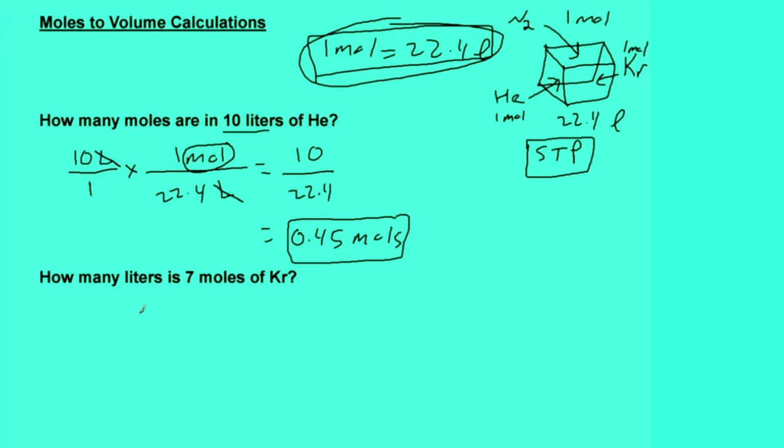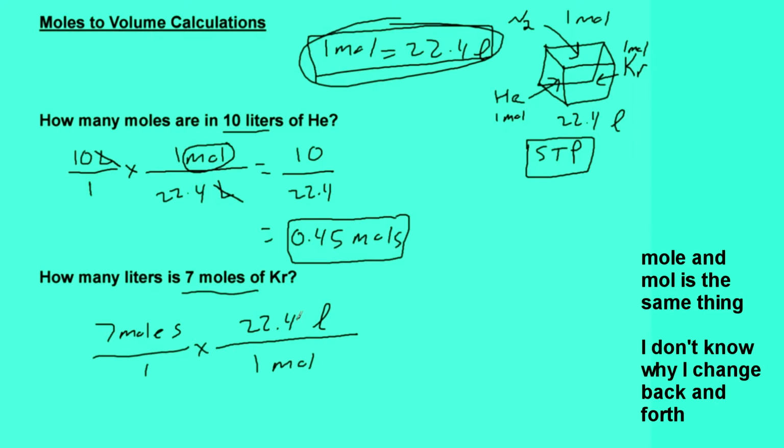How about this one? Let's start with moles and go to liters. So again, we're going to start with a number, 7 moles. I want to put it over 1, just because I want a numerator and denominator. But this time we're going to put moles on the bottom. 1 mole is 22.4 liters. Notice the difference. Here moles was on top, liters was on bottom. Here liters is on top, moles on bottom. And it's because it depends on what you start with.